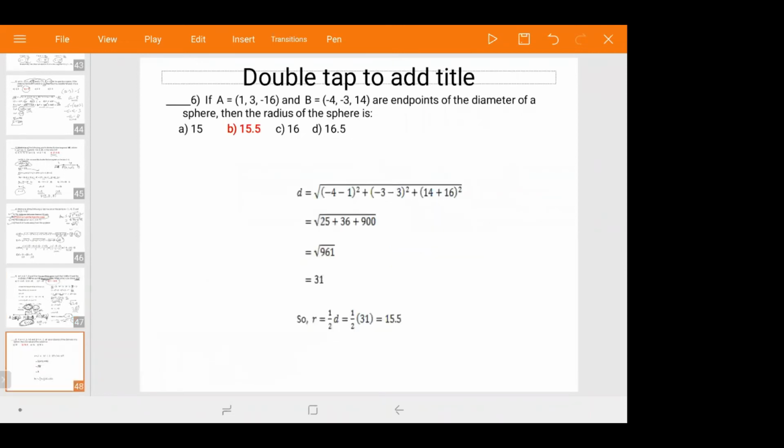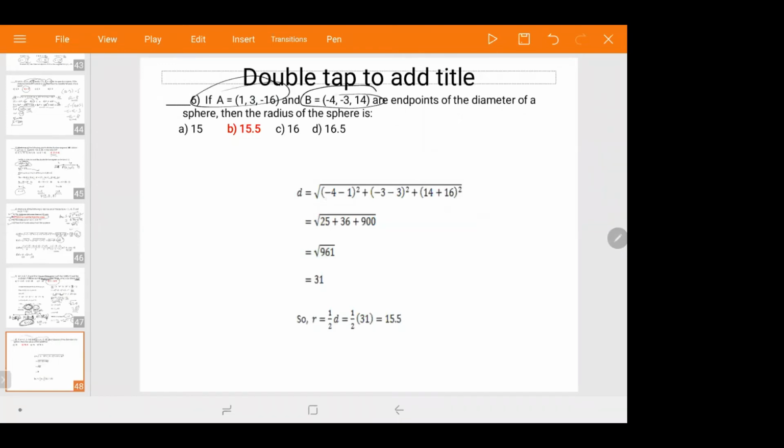Question number 6. Here we have given 2 points A and B as endpoints of the diameter of a sphere. The question is to find the radius of the sphere. Obviously, radius is half of diameter, and diameter is nothing but the distance between these 2 points.